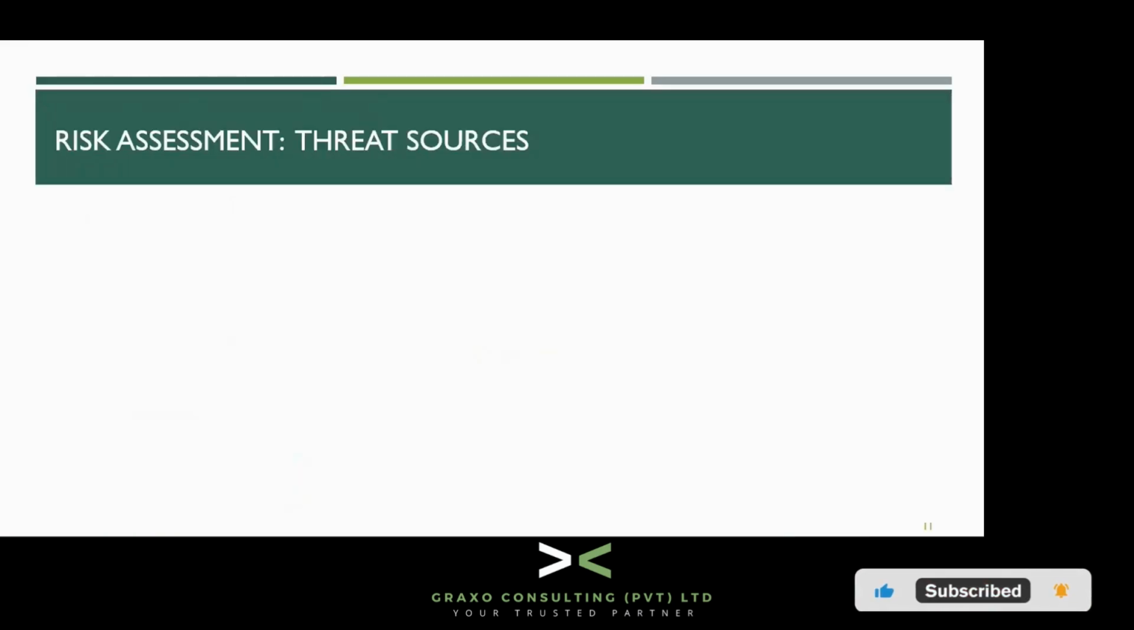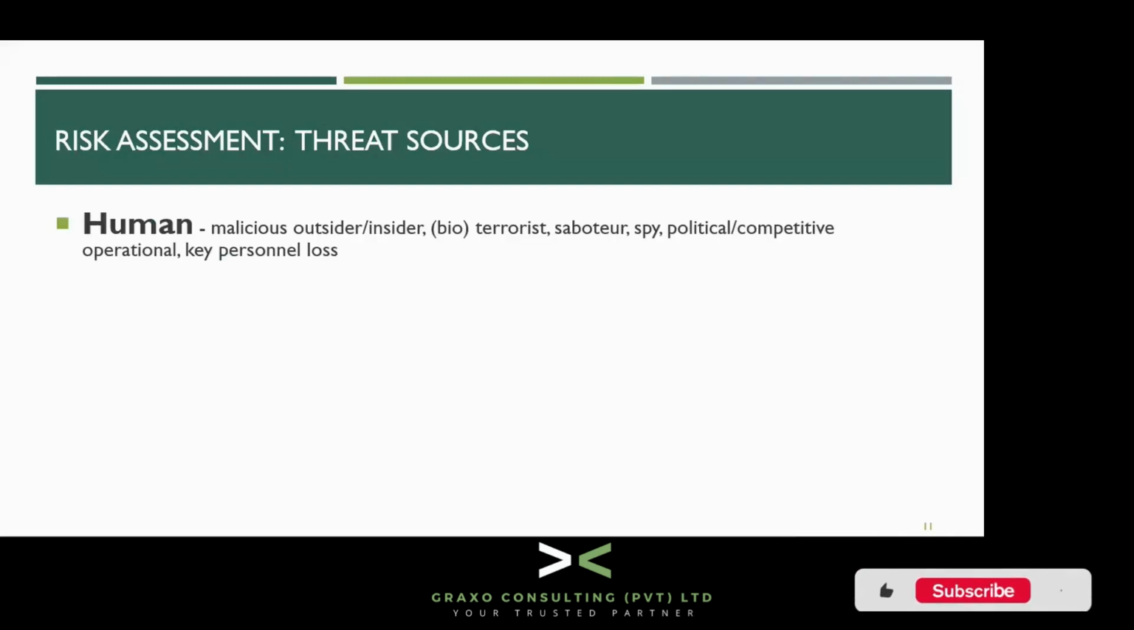Moving on, let's look at different threat sources. A threat source is defined as any circumstance or event with the potential to cause harm to an IT system. The common threat sources can be natural, human, or environmental.